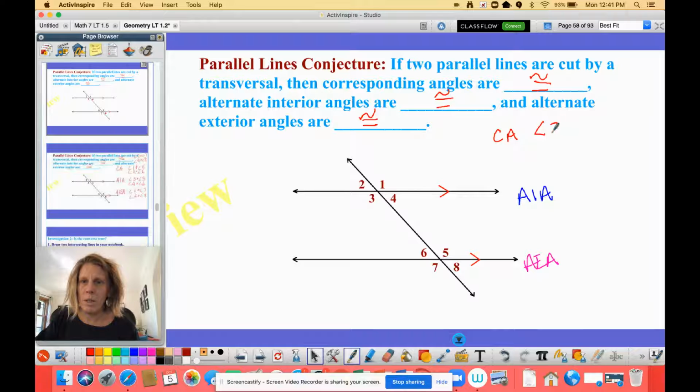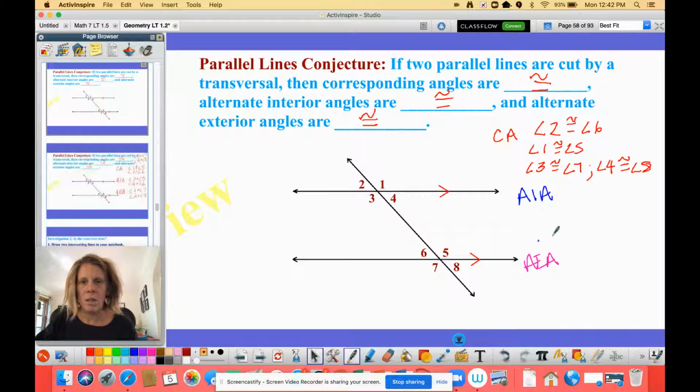So for corresponding angles, angle 2 corresponds with angle 6. Angle 1 corresponds with angle 5. Angle 3 corresponds with angle 7. And angle 4 corresponds with angle 8.